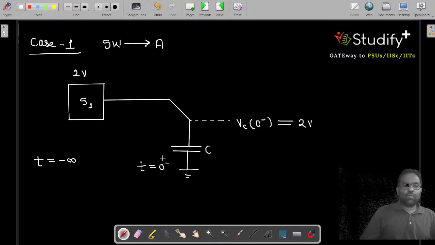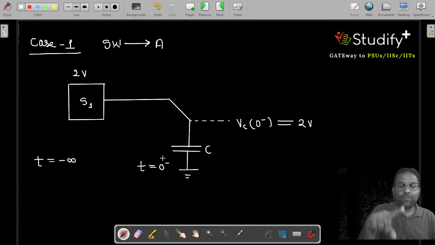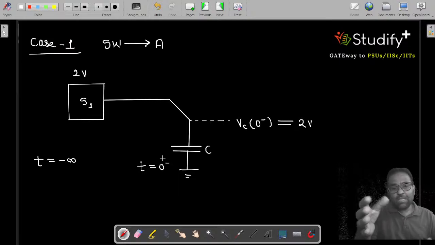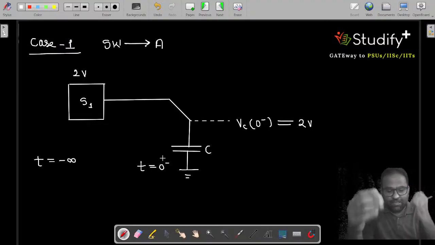Any examiner or any GATE question or ES question or any question will not ask you to analyze the circuit for t less than 0. They will ask you to analyze the circuit at t greater than 0. And at t greater than 0, everything is fine. Source is given, but what should we copy? We should copy this voltage, because your capacitor, your energy storing element, has stored this much energy.